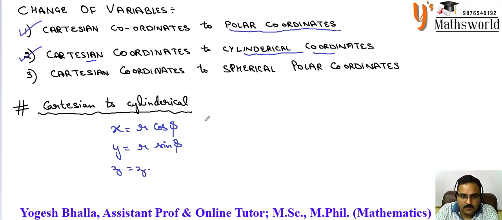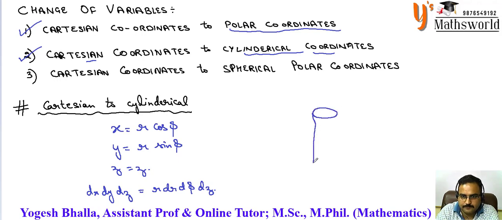So dx dy dz will be equal to r dr d phi dz. The shape of the figure will be like this. Let us suppose that the circular surface is in the x-y plane, and the z direction contains a certain height. So let it be z is equal to h, and the base is z is equal to 0.